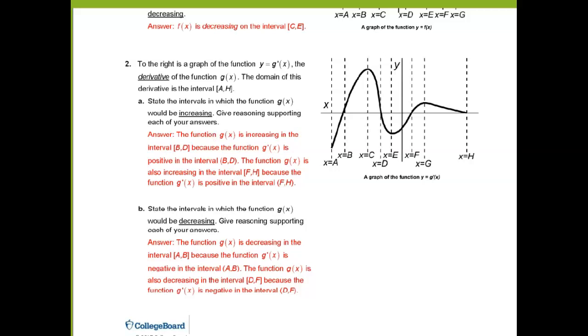So we say that the function g of x is, and what is it doing? It is increasing on what interval? B to D and F to H. And then similarly for decreasing, you'd say the function g of x is decreasing on the interval A to B because g prime is negative from A to B.